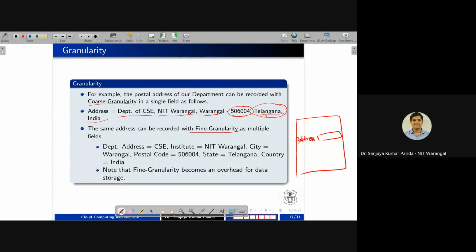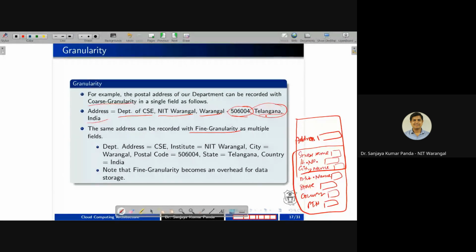So instead of this address, I can say you have to write, let's say, street name. Then you have to write, let's say, house number. Or I can say city name. Then I can say district name, then state name, then country name. Then I am asking for a pin code. So you can see what we are doing. We are keeping the smaller subcomponents, right? So we need more storage for fine granularity.